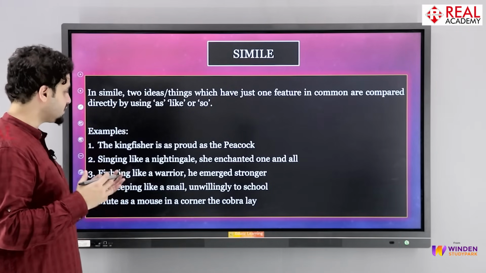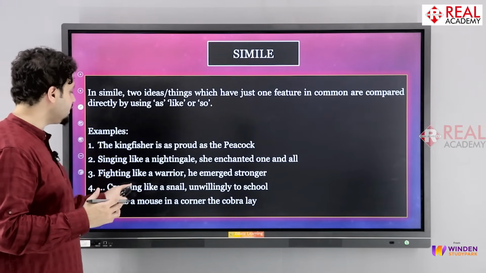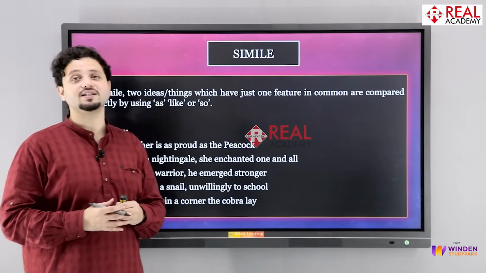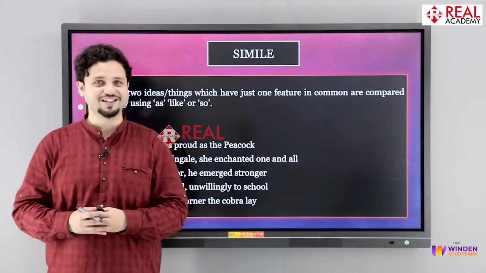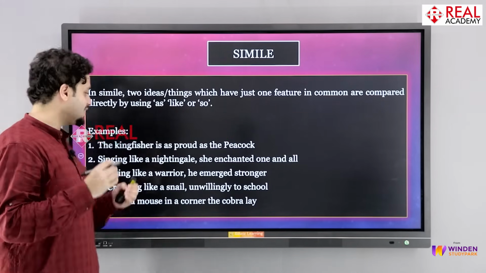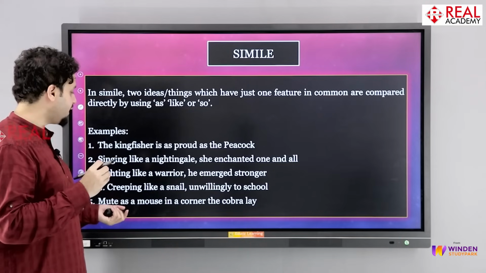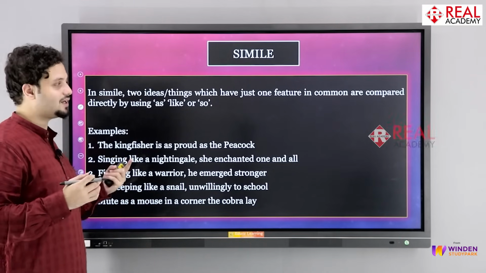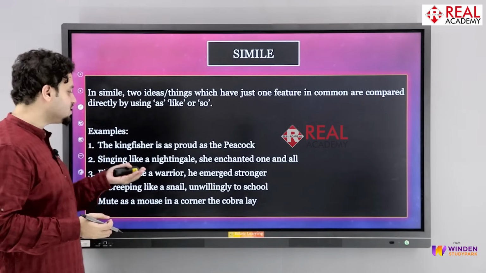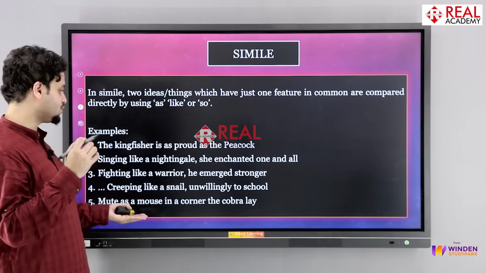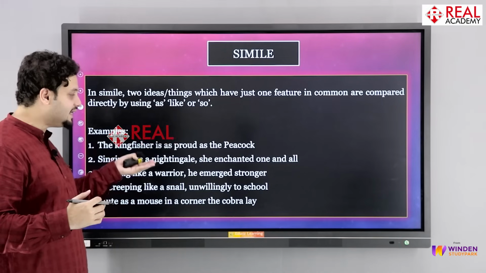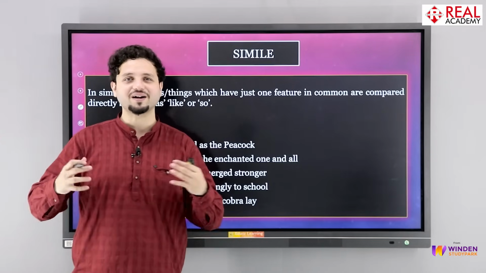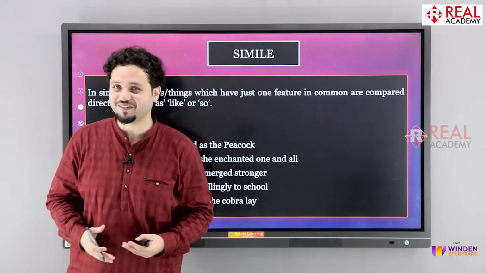For example, let's take one random example: "Creeping like a snail, unwilling to school." This sentence is from "All the World's a Stage" by William Shakespeare. In this sentence, a schoolboy is compared to a snail by using the word "like", and then it becomes a simile. You can pause the video and read these examples, try to understand them, get more such examples, practice, and you will become perfect in it.